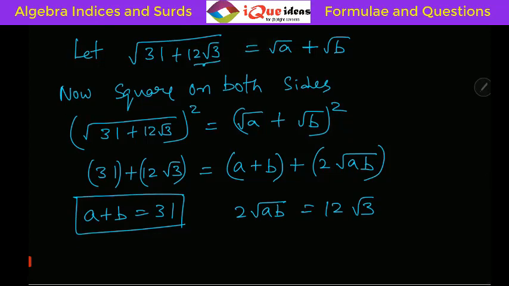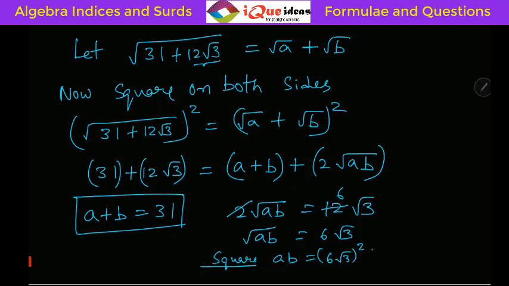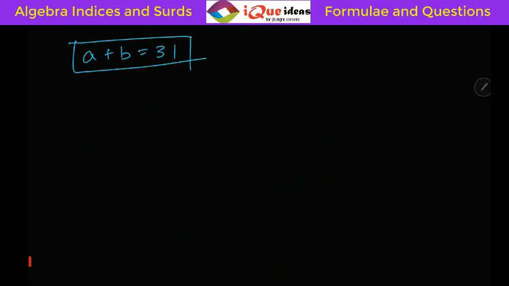Now if you divide by 2, 2 cancels 12 six times. So we have root ab is equal to 6 root 3. Now again square. If you square again, you will get ab equal to (6 root 3) square. Now (6 root 3) square will be 36 into 3, that is 108. So what we have now is a plus b equal to 31, and a into b is equal to 108.